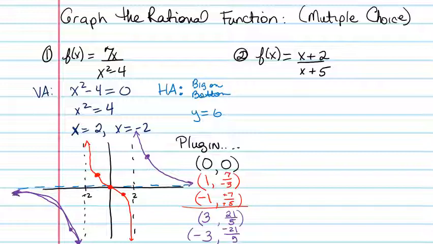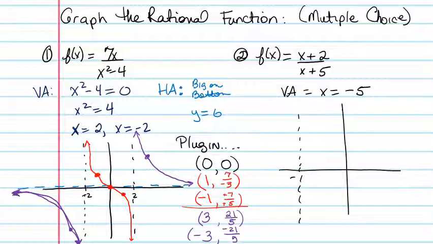So my vertical asymptote is going to be at x equals negative 5. And then my horizontal, I have a horizontal at 0. No, excuse me, at 1, because the degrees are the same.